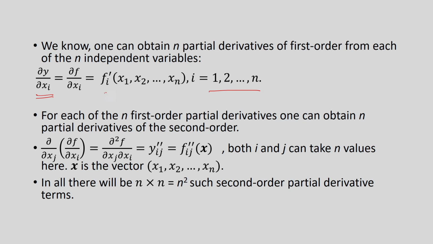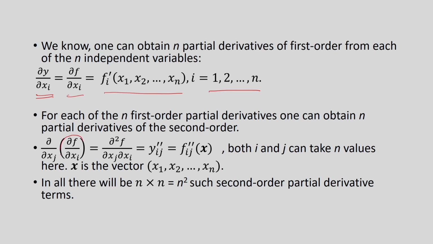The same thing is written as f′ᵢ(x₁, x₂, ..., xₙ), and the same thing can be written as ∂f/∂xᵢ. So, n partial derivatives of the first order are possible. For each of the n first order partial derivatives, one can obtain n partial derivatives of the second order, right. So, this is how it is written.